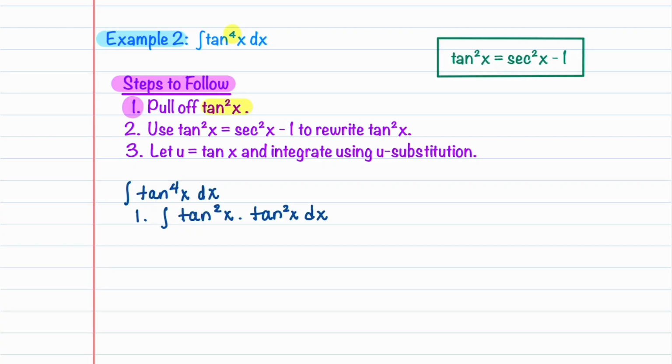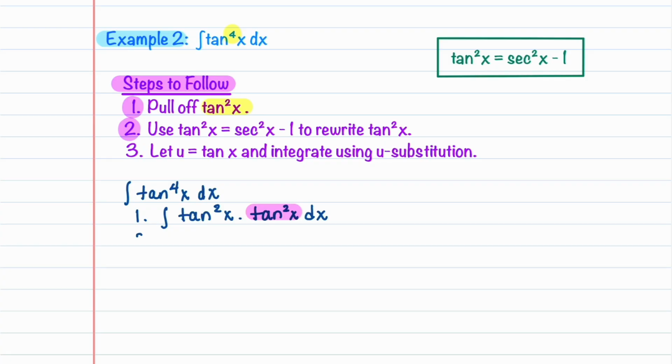Now let's talk about why we're doing this. The reason that we're doing this is that we can take this tangent squared x that we just pulled off and rewrite it in terms of secant squared, and the derivative of tangent is secant squared. That's explained up here in step 2. We're going to use tangent squared is equal to secant squared x minus 1 to rewrite our tangent squared that's highlighted down here in pink.